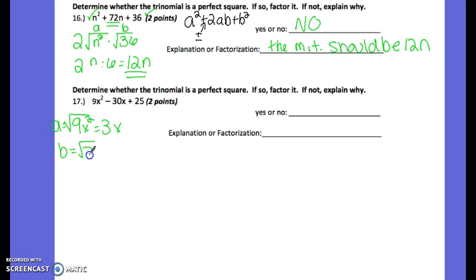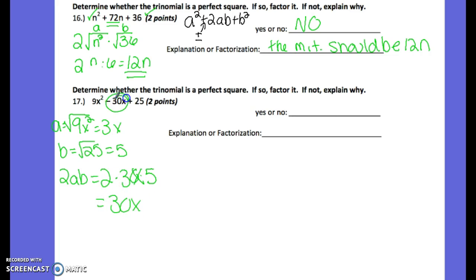b would be the square root of 25, which equals 5. My middle term would need to be 2ab. So let's try it out. 2 times 3x times 5 gives me 6 times 5, which is 30x.